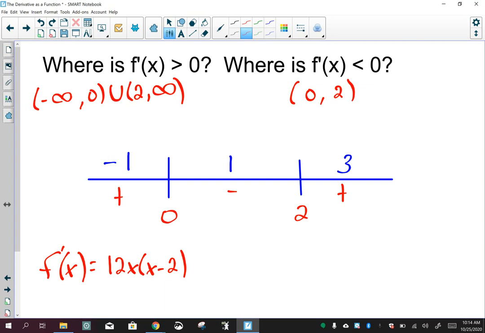Okay. So when it's asking where you're greater than or less than, you're going to need to make a sign chart. And you're going to need to be able to plug in numbers that are less than your zeros, or greater than your zeros, or in between your zeros. And then you're just going to look at the sign. We don't care about the numbers. We only care about the sign.